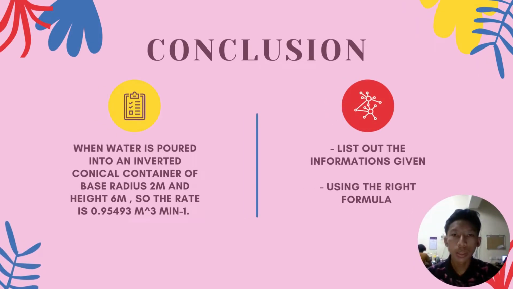Alright, so this is the conclusion for our presentation. When water is poured into an inverted conical container of base radius 2 meter and height 6 meter, the rate is 0.95493 meter cubic per minute. To get the best answer, we should list out all the information given in the question. Other than that, the right formula is also very important.